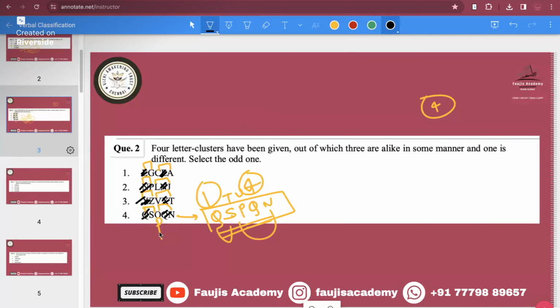So we'll go ahead, since over here they have given Q, S, O, Q, N. Over here it was supposed to be what? P rather than O. So we'll go ahead with 4 as your answer.